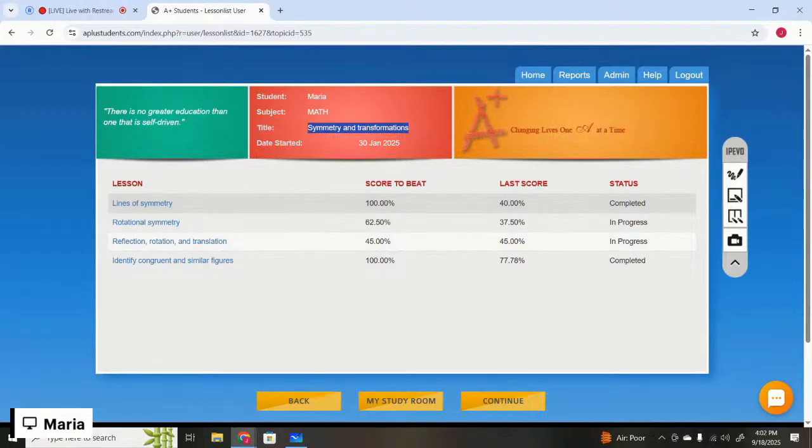So here I'm on grade 5 math. The chapter we are on right now is Symmetry and Transformations. Let's just start with the first lesson, that is line of symmetry. So let's just start with the lesson.